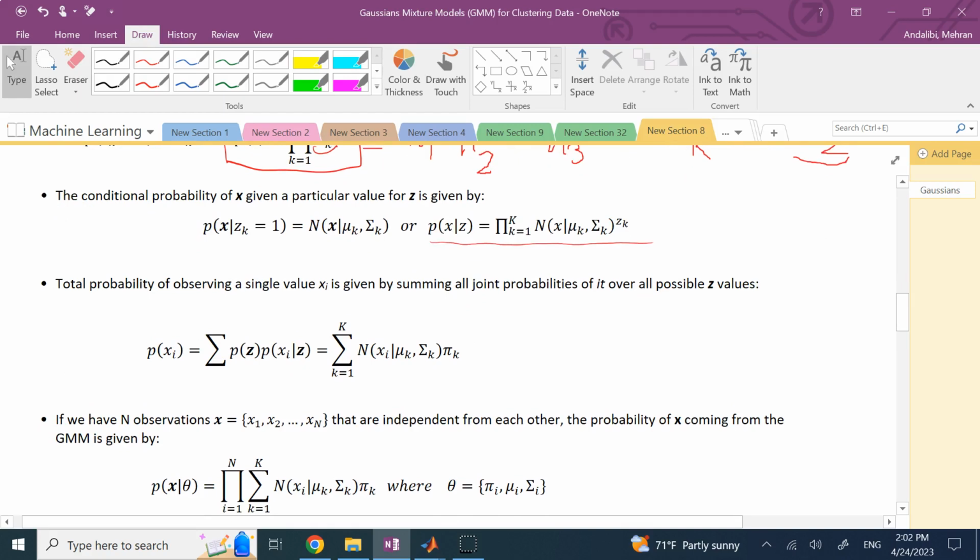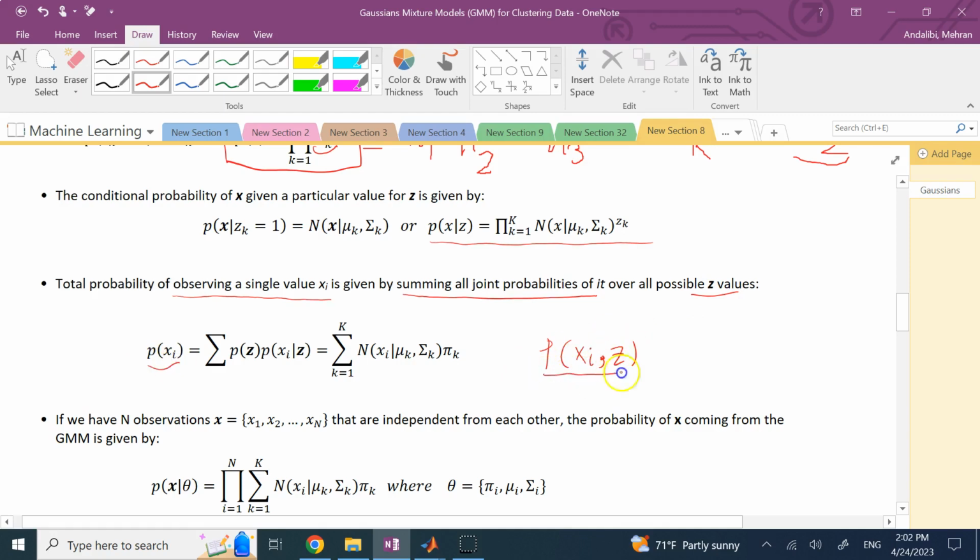Now if we want, we can also calculate the total probability of observing any observation x i by summing up over all joint probabilities, right? So when I say joint probability, I mean what? I mean P of x i and z, right? So if I sum over this, over all possible values of z, that is going to give me what? P of x i.